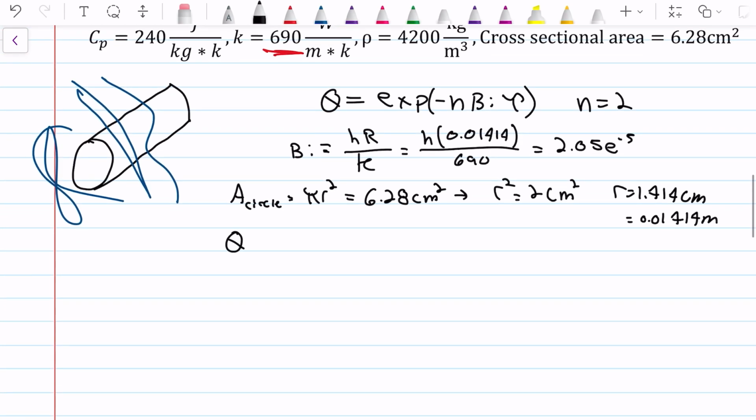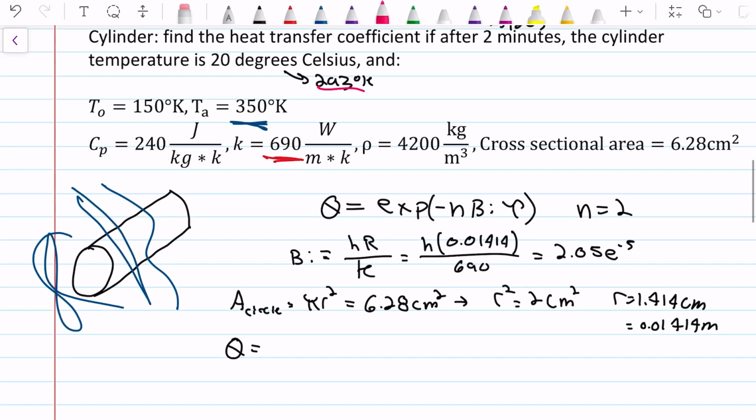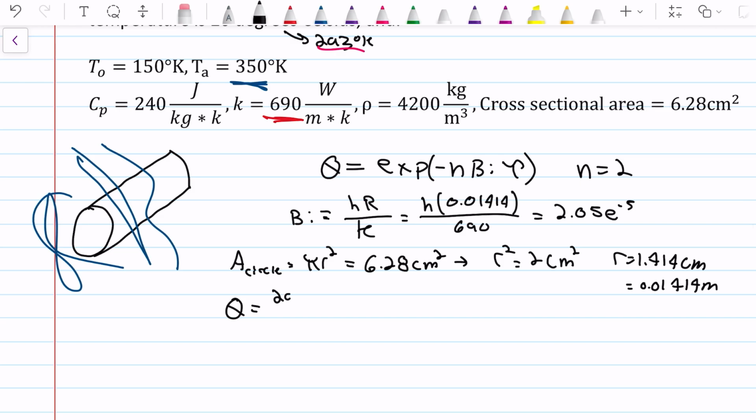Let's do our dimensionless temperature. So this is the temperature at time t, which they told us is 20 degrees Celsius or 293 Kelvin. We're going to subtract off our ambient, which is 350, all over initial, which is 150, minus ambient, 350. Throw that in the calculator, 293 minus 350, all over negative 200. And that gets you positive 0.285.